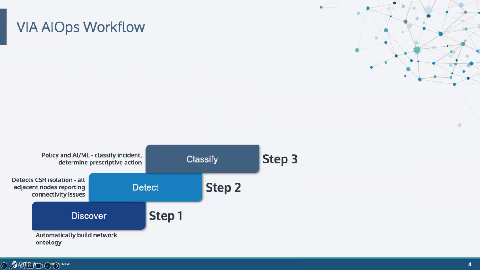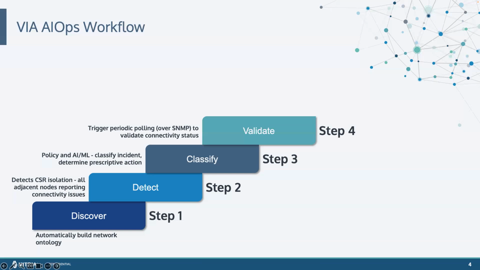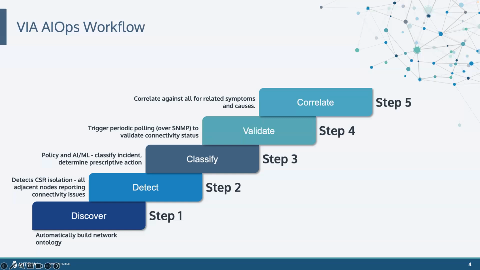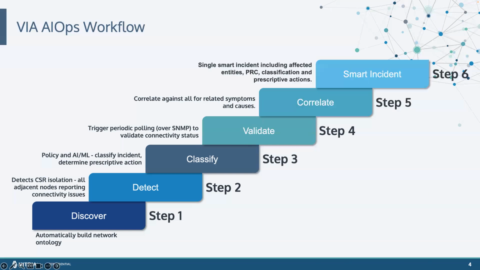The next thing that we do, based on a combination of policy and artificial intelligence and machine learning, is classify the incident and determine the prescriptive action. One type of prescriptive action that we can implement is to trigger periodic polling to that CSR to continuously validate the connectivity status of the CSR. We then correlate all of the related symptoms and causes together into a single smart ticket or smart incident. That smart incident includes all of the affected entities, the probable cause, classification, and the prescriptive actions, as well as all of the individual signals that went into generating that incident.